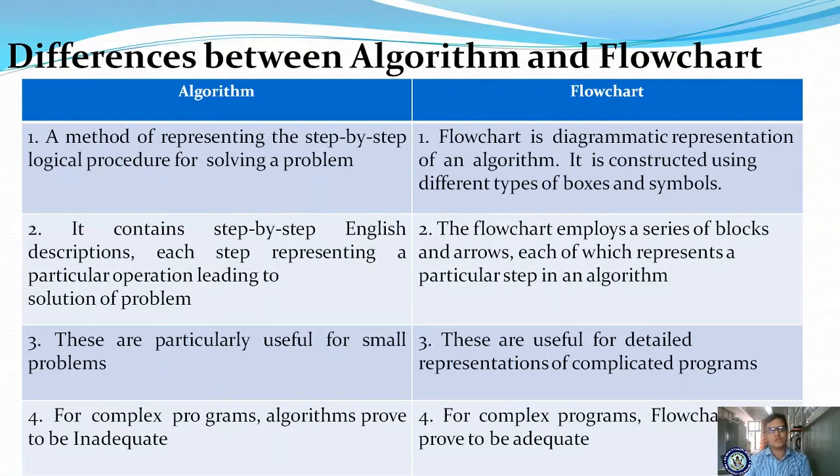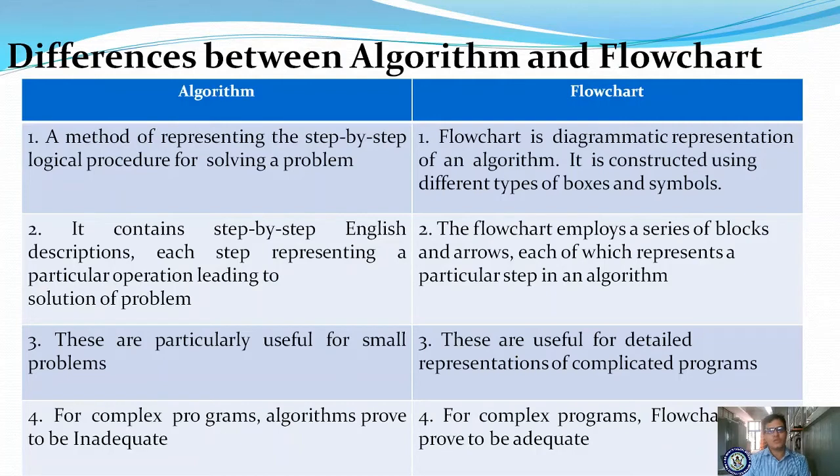What is the second point? An algorithm contains step-by-step English descriptions, each step representing a particular operation leading to the solution of a problem. So an algorithm consists of step-by-step English descriptions. By using those English descriptions, you are giving the representation of a particular operation towards the solution of your problem.